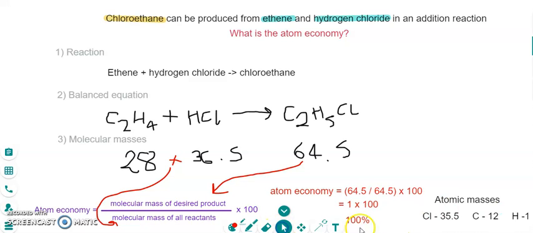The reason for this is that there are no waste products formed, and so you could probably work this out without even having to do the calculations. But here the calculations do show that the atom economy of this reaction is 100%.